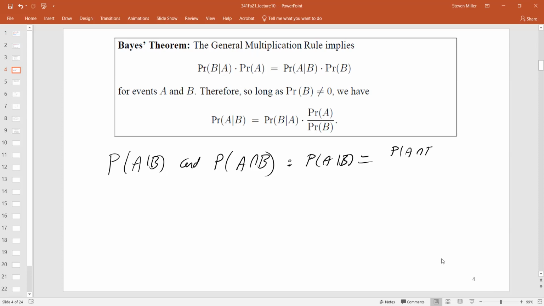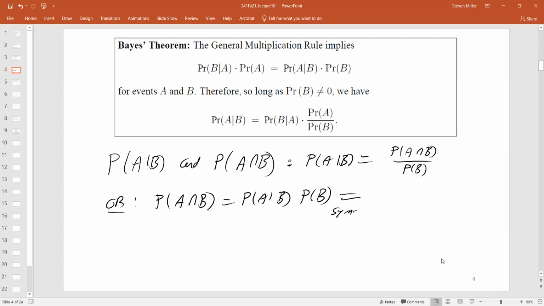Good. So the probability of A intersect B over the probability of B, or the probability of A intersect B is the probability of A given B times the probability of B. And then if you just switch the roles of A and B, by symmetry, this is the same as the probability of B given A times the probability of A. If you want, this is just the probability of B intersect A. So it's always nice when you can just use the symmetry argument and avoid a lot of calculations.